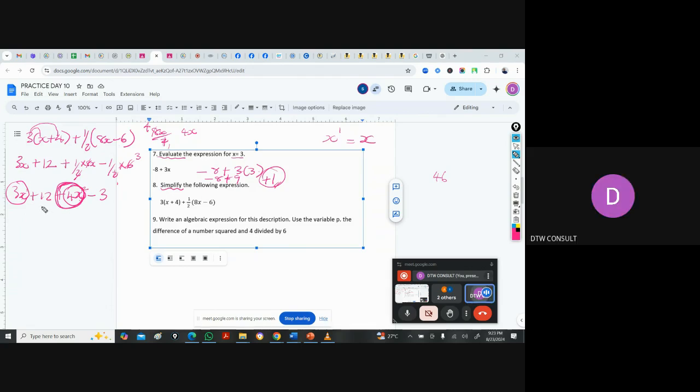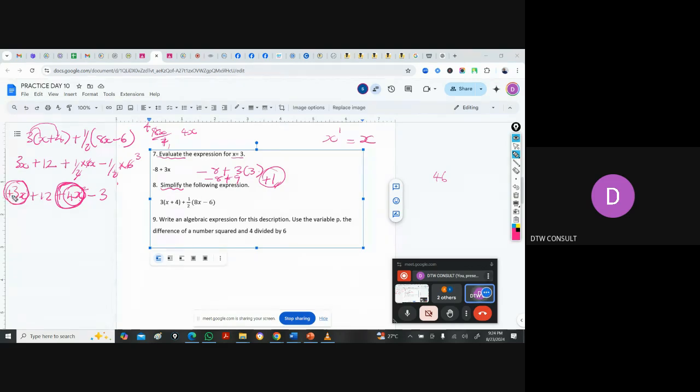Are you following? If they have the same power, like x has 1 and the second x has 1. Also, if 3x squared and 4x squared, these are like terms. It doesn't matter if they have negative or positive. Yes, it doesn't matter. Okay. All right. Now, when you don't see a sign in front of a number, it means it's positive.